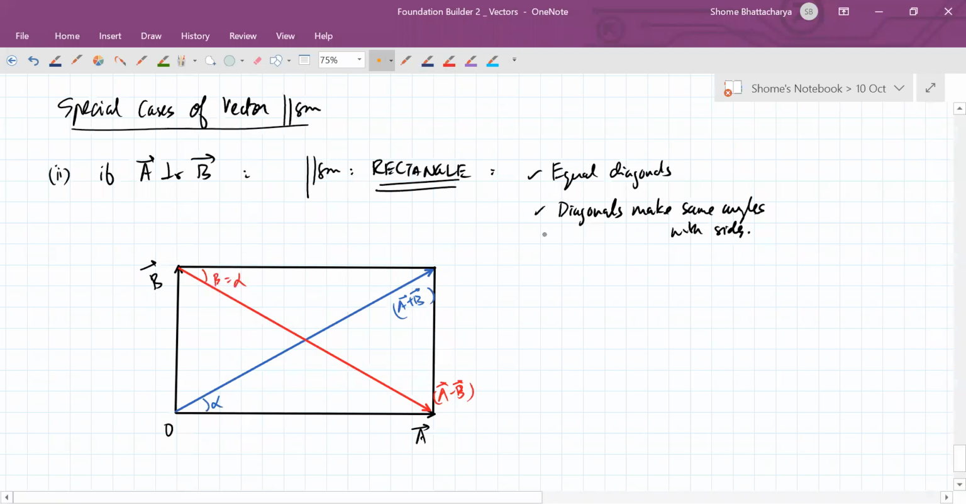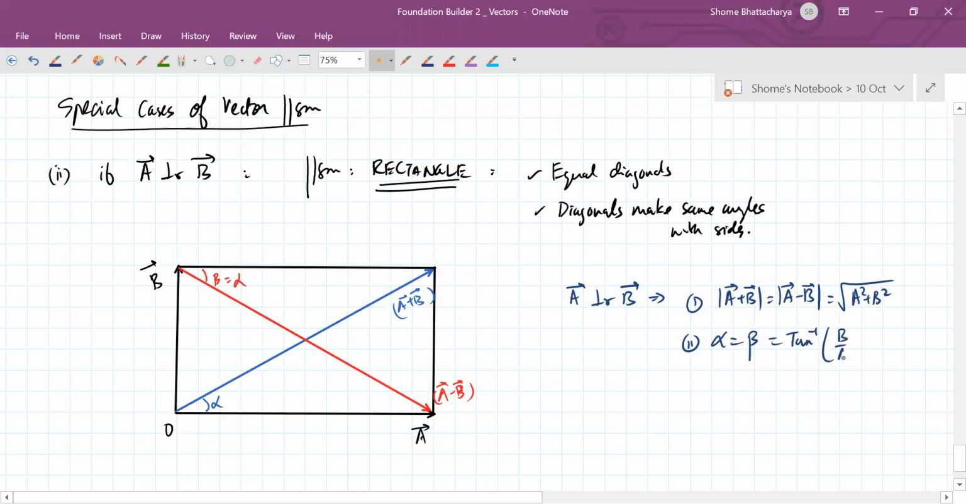Okay, so in terms of vector properties, A perpendicular to B implies that first of all magnitude of A plus B is equal to magnitude of A minus B, something that we saw in the inequalities also, root of A square plus B square. And secondly, that alpha is equal to beta is equal to tan inverse B by A. Okay.